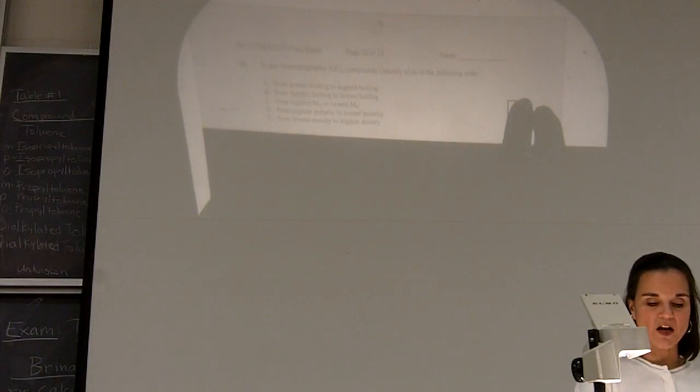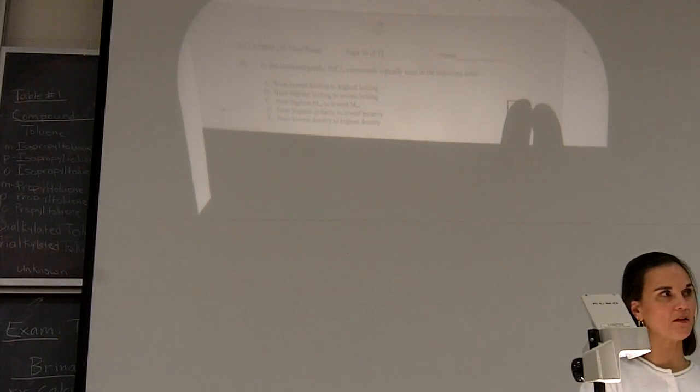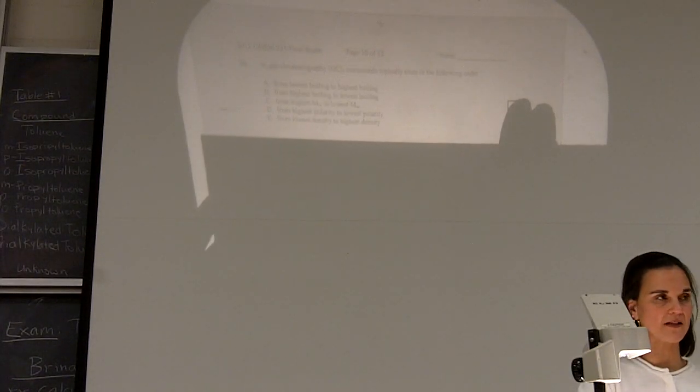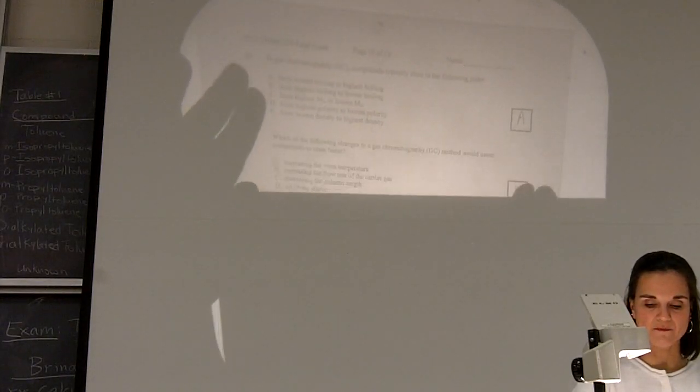In gas chromatography, GC compounds typically elute in the following order, from lowest to highest boiling point. Yes. From highest to lowest boiling point? No. From highest molecular weight to lowest molecular weight? No. From highest polarity to lowest polarity? No. And from lowest density to highest density? No. So the answer is A.